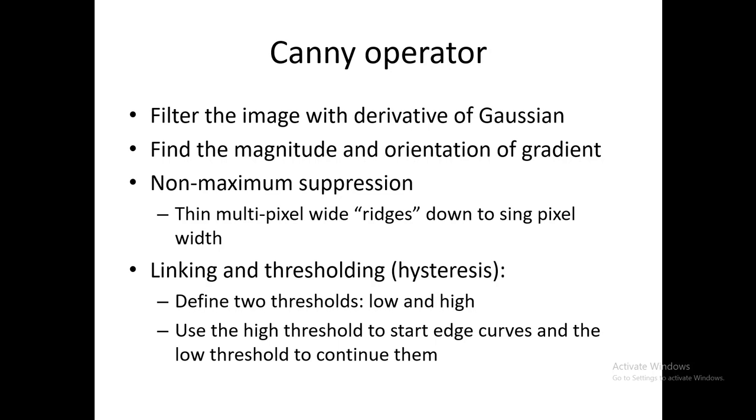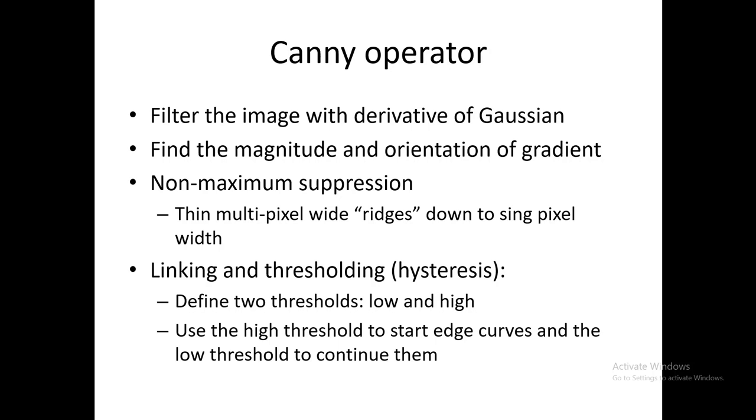So far we have discussed the primary edge detection techniques. Now we'll talk about the Canny edge detector. The Canny edge operator works in the following way. First, filter the image with the derivative of Gaussian. Then find the magnitude and orientation of the gradient.